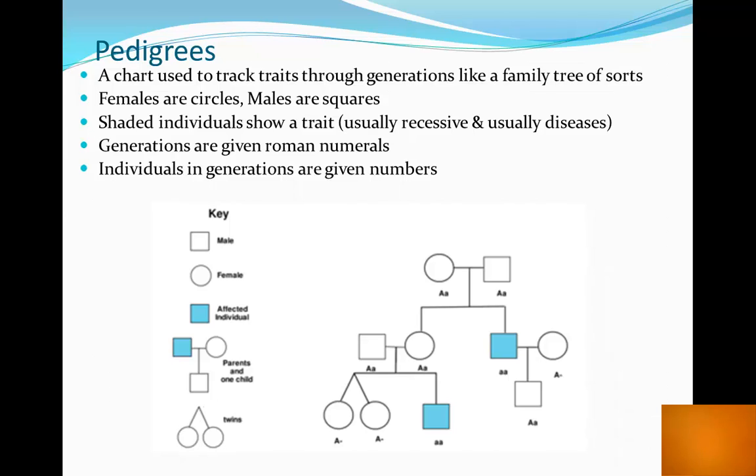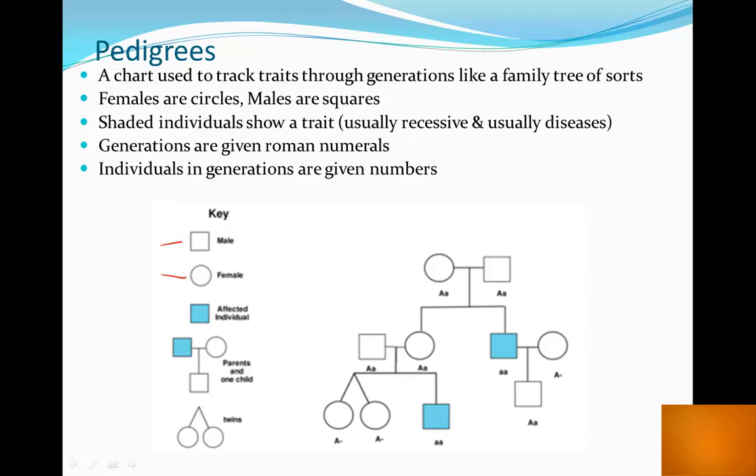Pedigrees. These are a chart used to track traits through generations, much like a family tree. What you will notice is you will have shaded individuals and unshaded individuals. Now, as you look at the diagram below, or the pedigree, there is a key that shows you males, females.